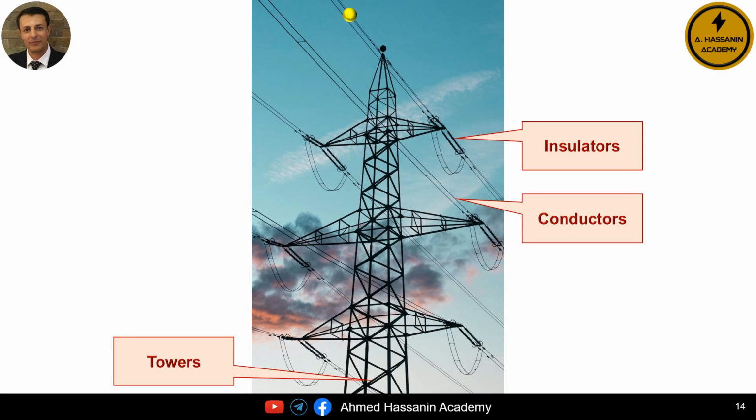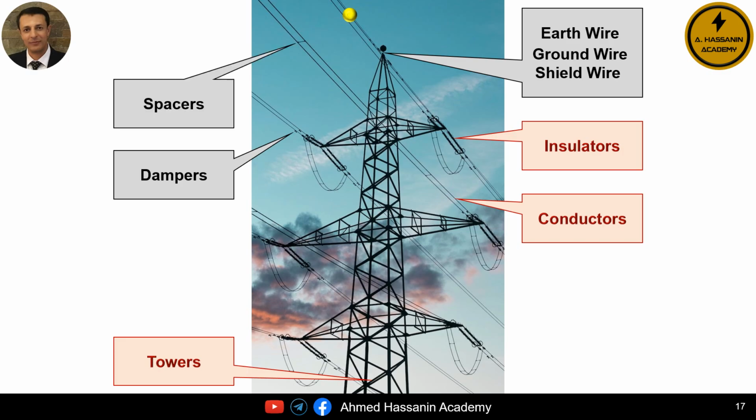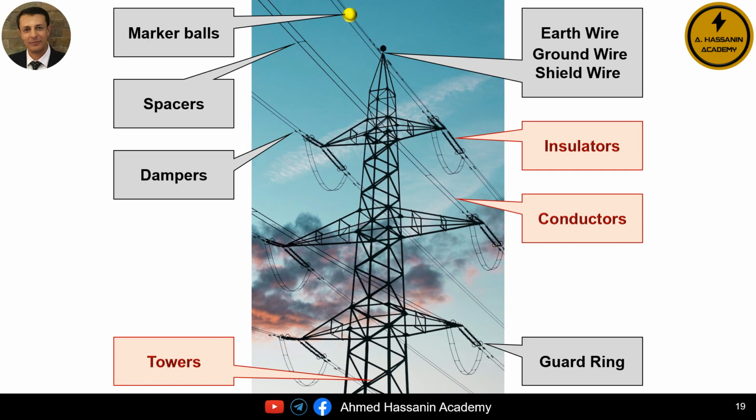However, we should also know that there are some additional accessories or fittings used in overhead transmission lines, which include the following: earth wire or ground wire, also called shield wire; vibration dampers; spacers, used to maintain proper separation between conductors; guard rings, metallic rings used for corona control; and finally, marker balls, used as aerial warning devices for aircraft. These accessories play an important role in improving the mechanical stability, safety, and performance of the overhead transmission line.